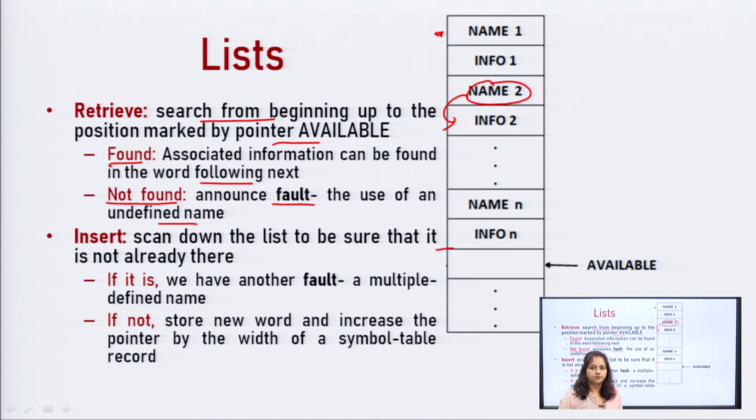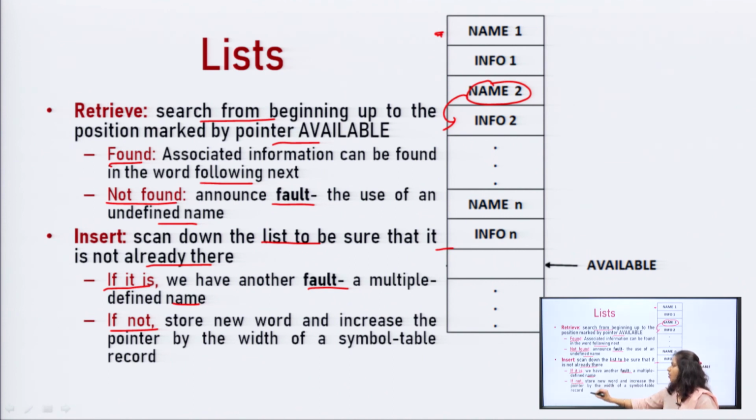Now, second is the insert operation, when we want to insert some element into the symbol table. For insertion we scan down the list to be sure that it is not already there. So, first of all we will search through the symbol table to check that it is not already there. There are again two cases, first if it is there in the list and second if it is not. If it is there, we have another fault. What is the fault? A multiply defined name, that name has been defined multiple times.